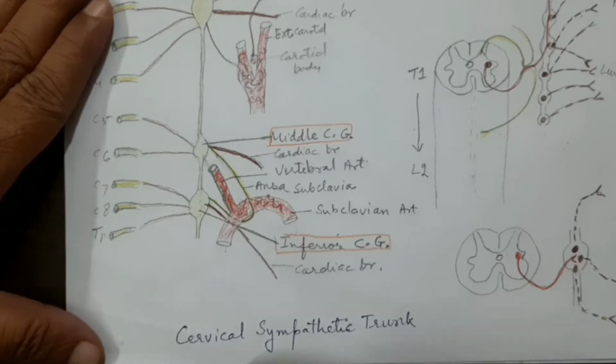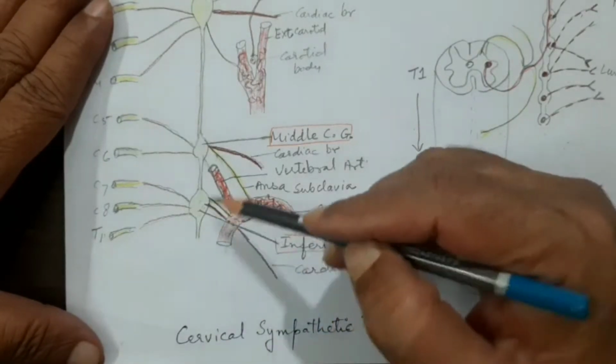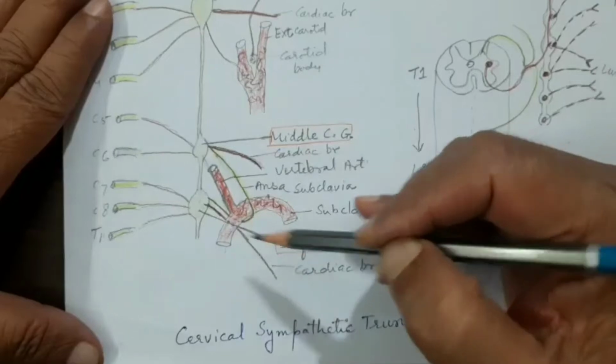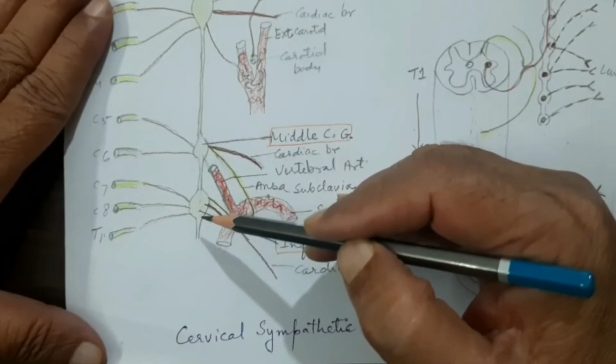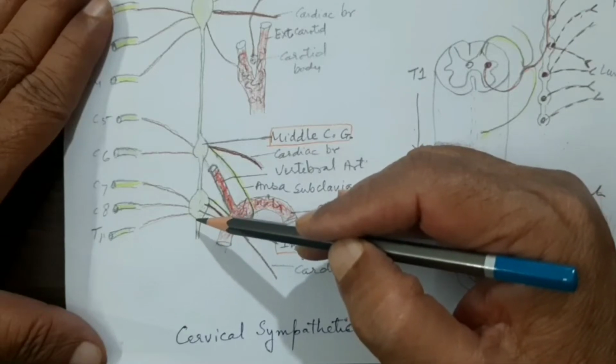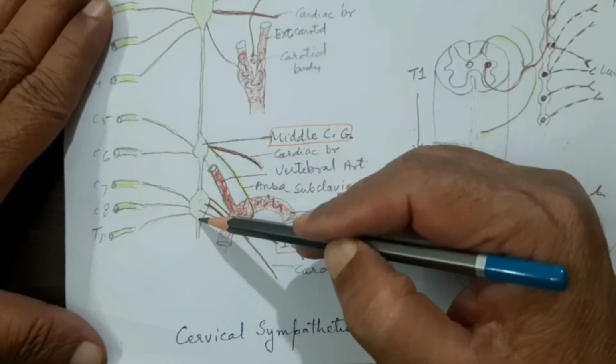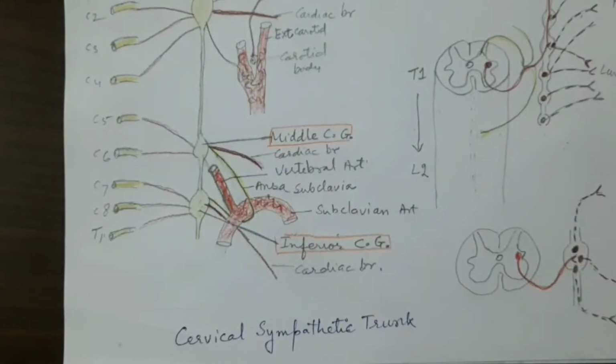Now once the T1 is also here, fused with that of the inferior cervical ganglion, then this ganglion is known as the stellate ganglion or cervicothoracic ganglion. The only condition is that the T1 ganglion should also fuse with this inferior cervical ganglion. Then only will it be called the stellate or the cervicothoracic ganglion.